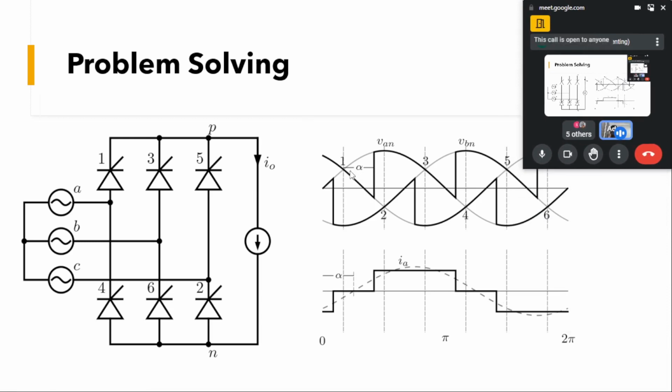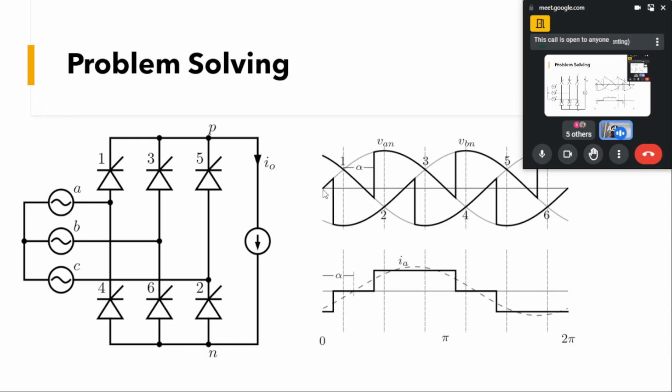As you can see here, similar to the first, these are three phases, as already discussed. SCR1 will start conducting from alpha, and the current will start conducting from this point. The source current will be positive when SCR1 will be conducting, and when SCR4 will be conducting, as I already discussed.